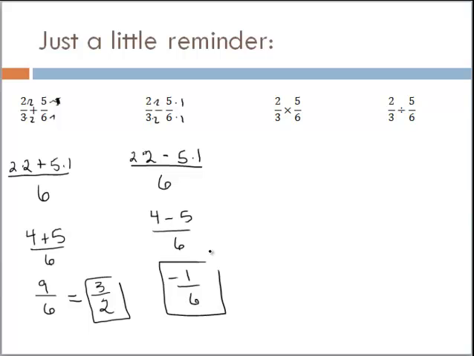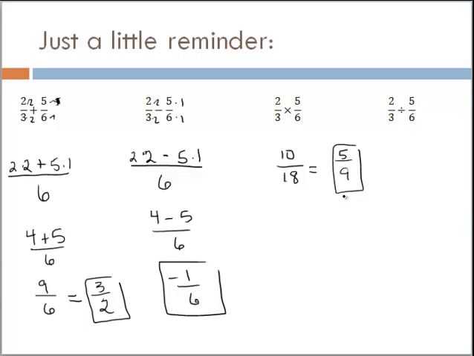Now whenever you multiply or divide fractions, you do not need common denominators. You just multiply straight across. 2 times 5 is 10. 3 times 6 is 18. Then you reduce it. 2 will go into both of these, so you can come up with 5/9.